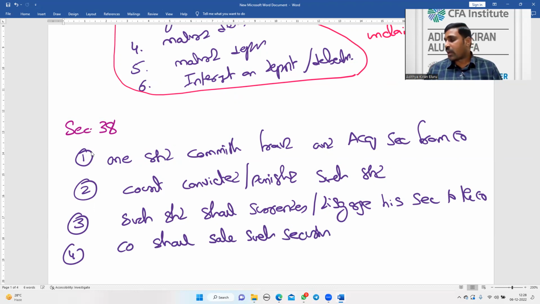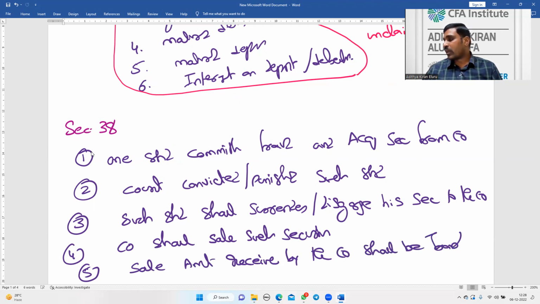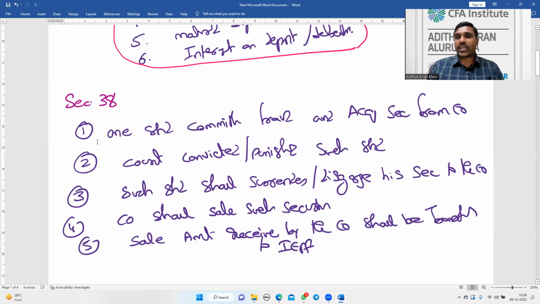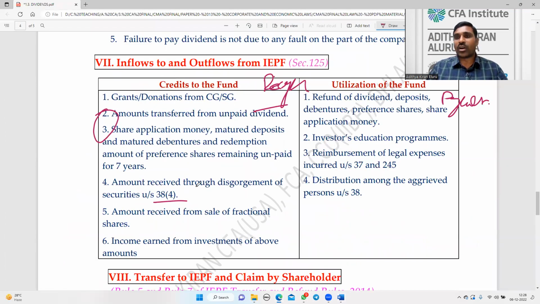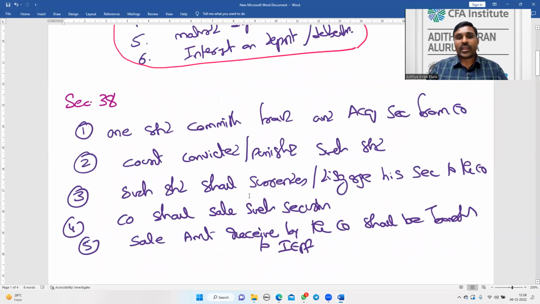The sale amount received by the company shall be transferred to the IEPF. So this is section 38: one shareholder committed fraud and acquired shares from the company, the court punished such shareholder, and he surrendered his shares to the company. The company will sell such securities, and the sale amount received will be transferred to the IEPF. That is the amount received through disgorgement of securities.